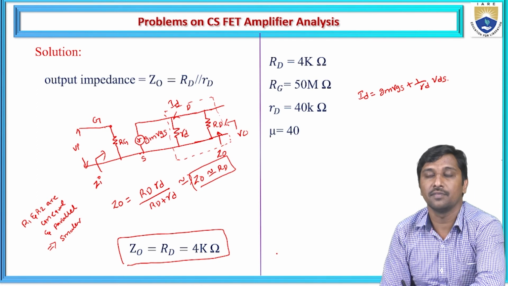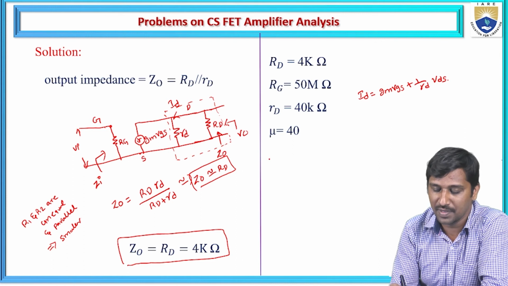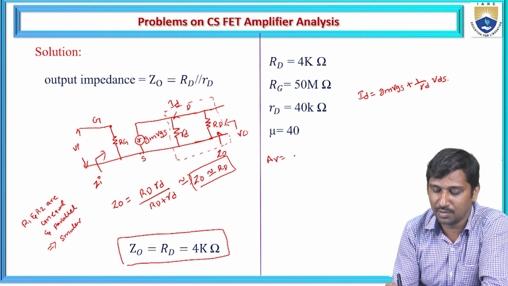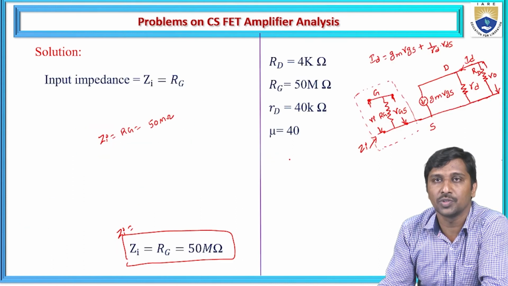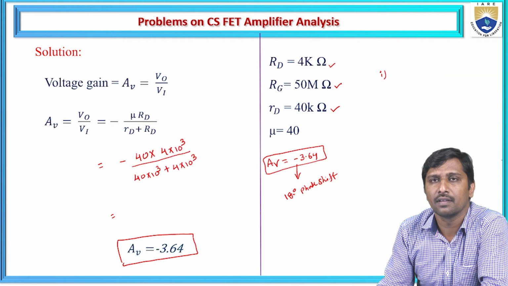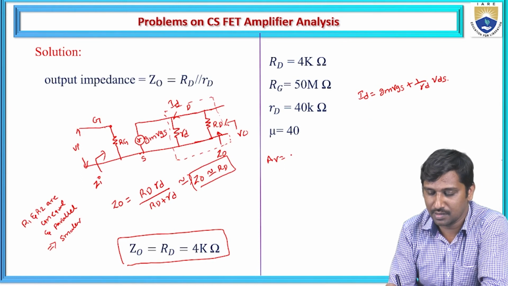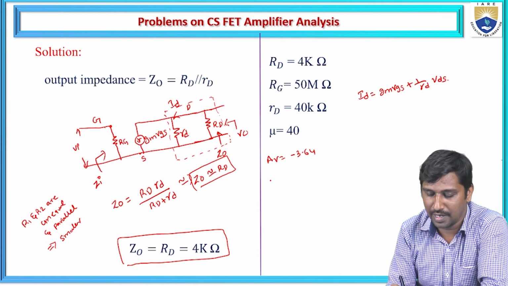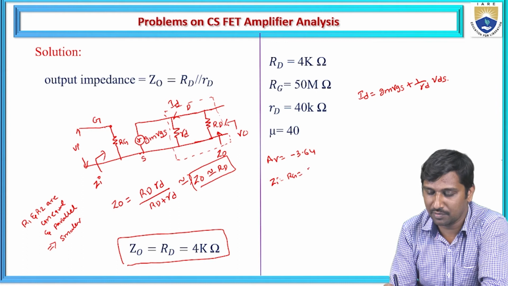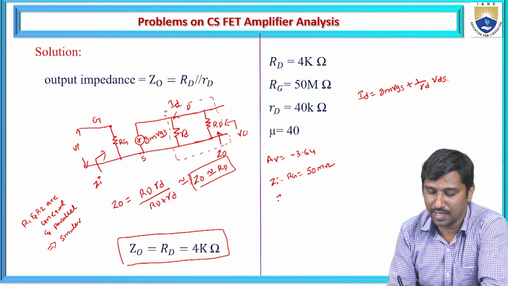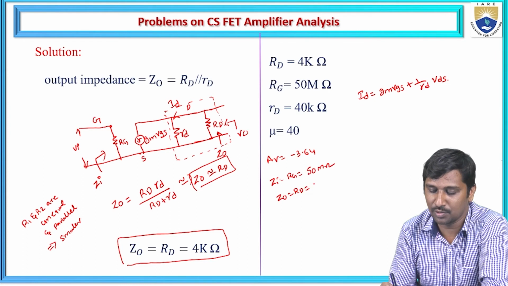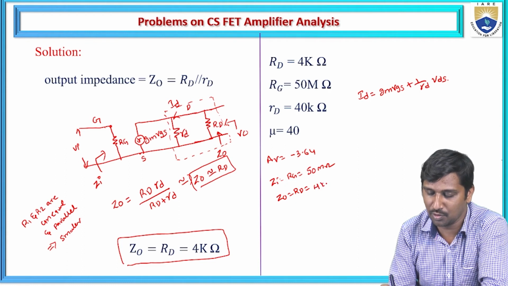So based on this, we observe the three parameters here. First we determine the AV, the voltage gain. The voltage gain we observe is minus 3.64. And ZI is equal to RG, which we observe is 50 mega ohms. And Z naught is equal to the external load resistance, which is 4 kilo ohms.